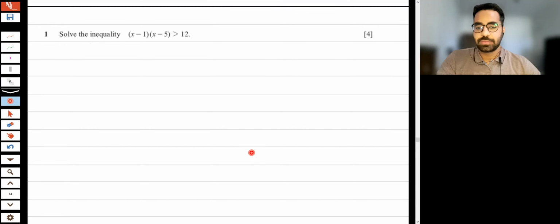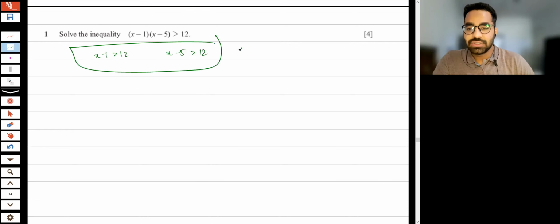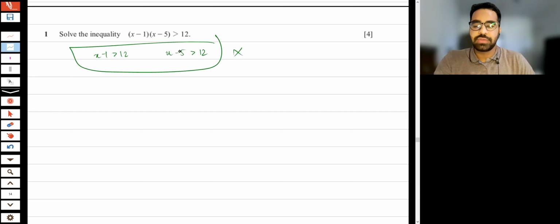Let's take another question from the past papers. x minus 1, x minus 5 is greater than 12. Remember one thing, your answer cannot be x minus 5 is greater than 12 and x minus 1 is greater than 12. That is wrong.